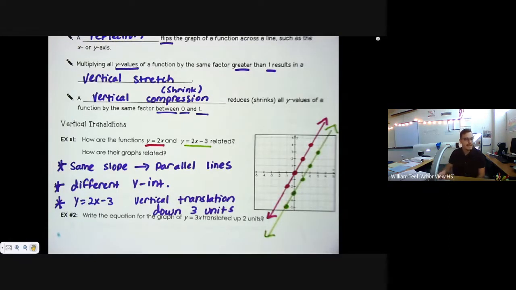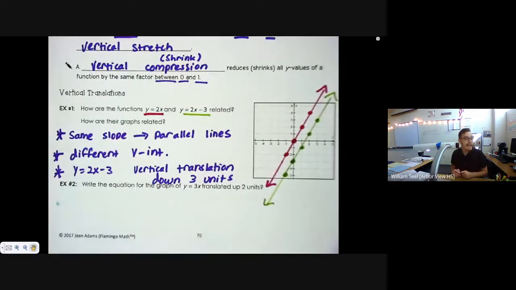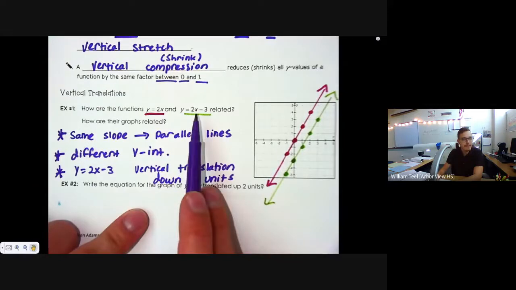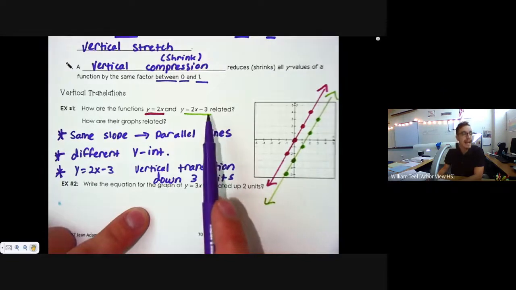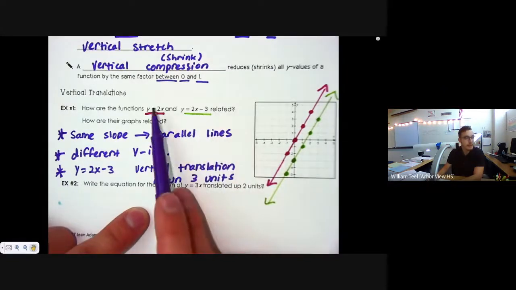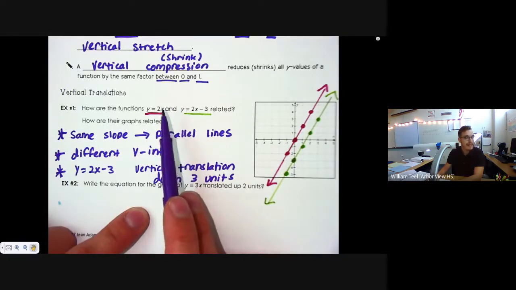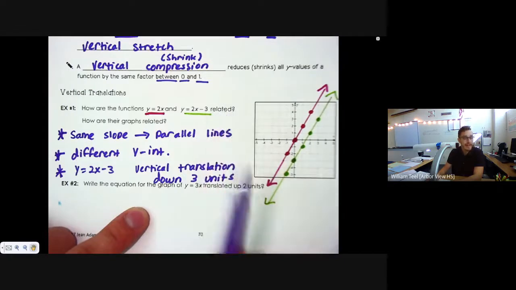All right, let's look at example number 2. We're going to write the equation for a graph of y equals 3x that is translated up 2 units. If we take a look at example number 1, we had y equals 2x minus 3. This minus 3 told us that our y-intercept was (0, -3), and that told us we were shifting down 3 units. That means that all I have done to the graph is shift it down 3 units.